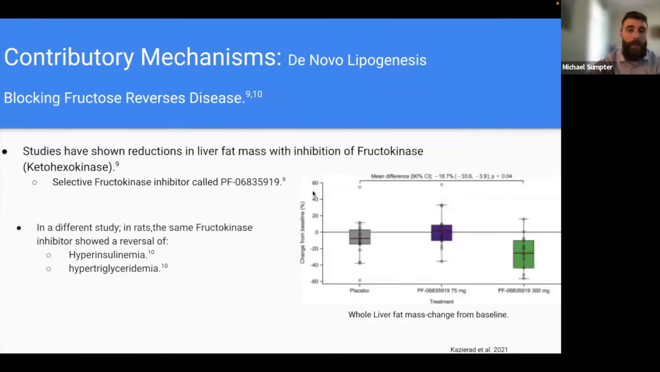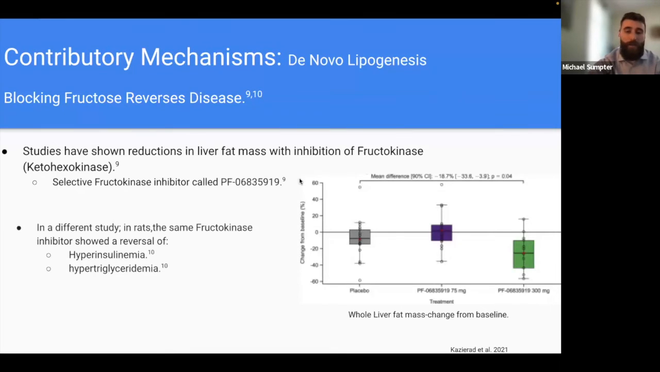All right, just a little bit more on de novo lipogenesis. Blocking fructose actually reverses disease. Studies have shown reductions in liver fat mass with inhibition of fructokinase. If you're reading about this in the literature, you might see it listed as ketohexokinase. These are the same enzyme. So, a selective fructokinase inhibitor called PF-06835919 is a terrible name for a drug, but that's what they've got right now. It's listed this way in several studies. This is just something that can selectively inhibit fructokinase.